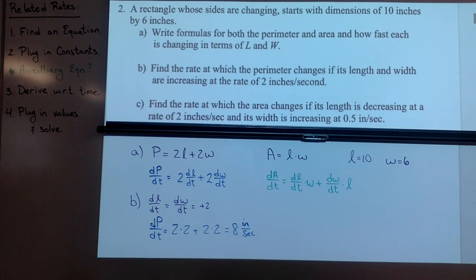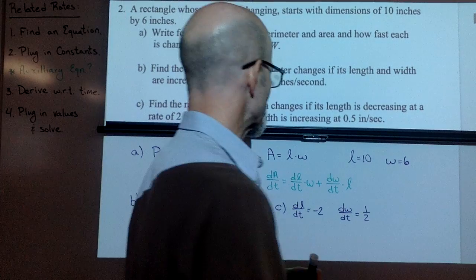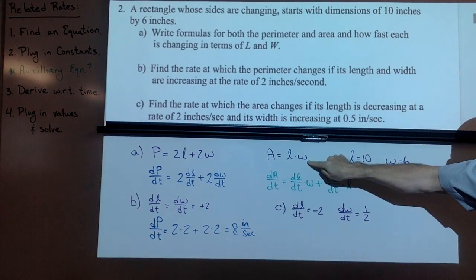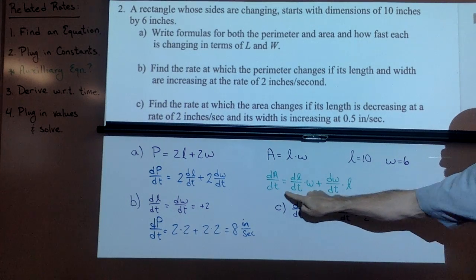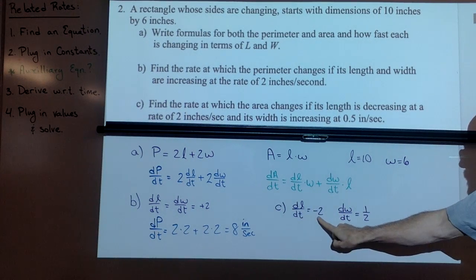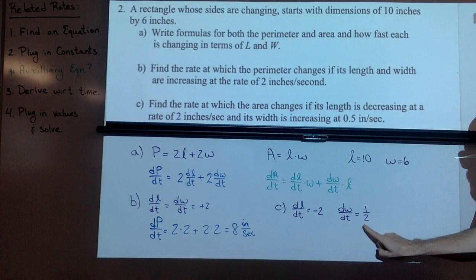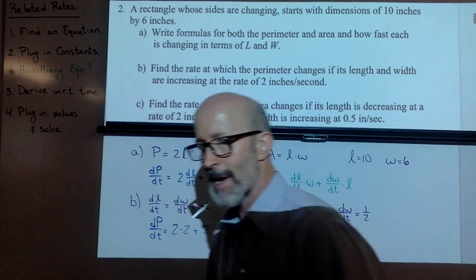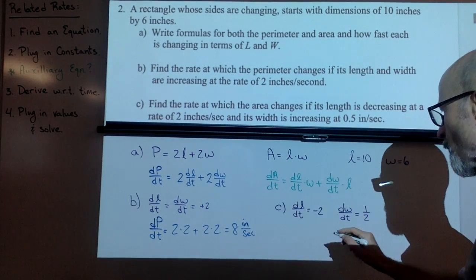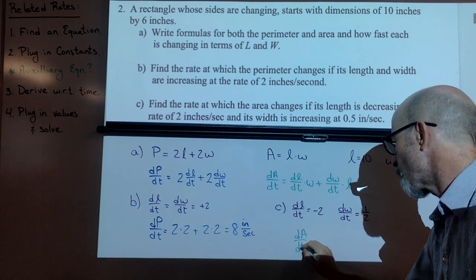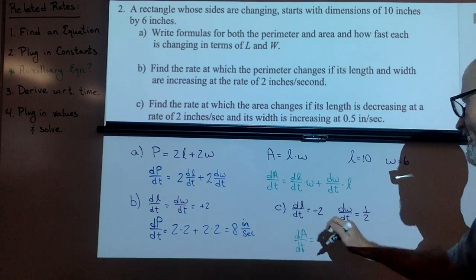Now, for part C, let's look for a moment. For part C, we're talking about the area changing. So I came over here to the side with the area formula and the related rate of area. They told me that things were changing. Now the length is getting smaller and the width is getting bigger. So we're going to take that information, use the exact same equation. There's nothing to do except for plug in the numbers where the variables happen to match.